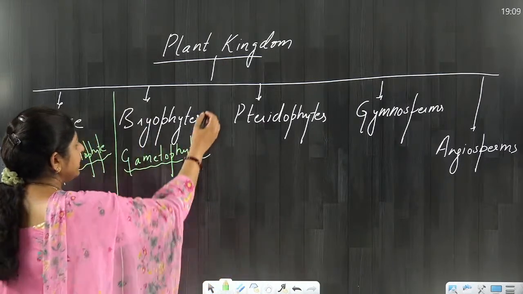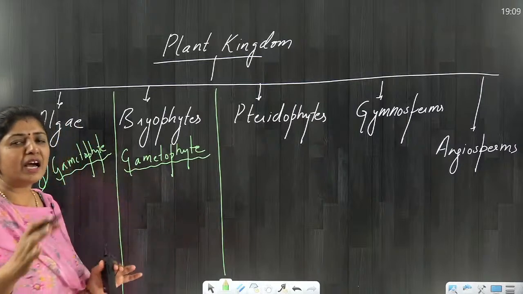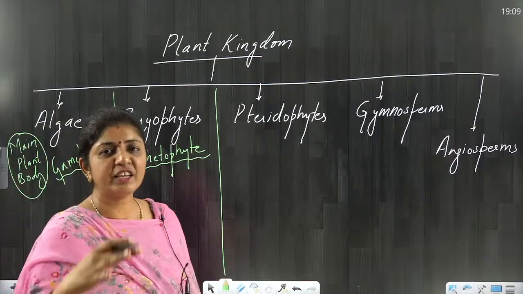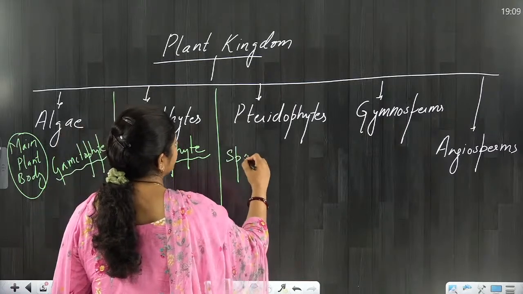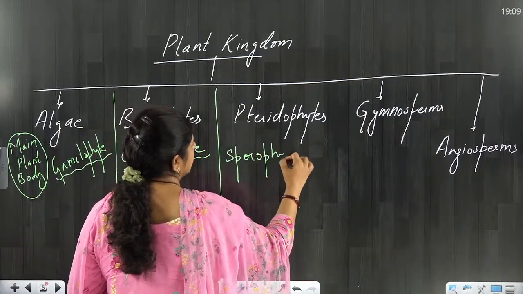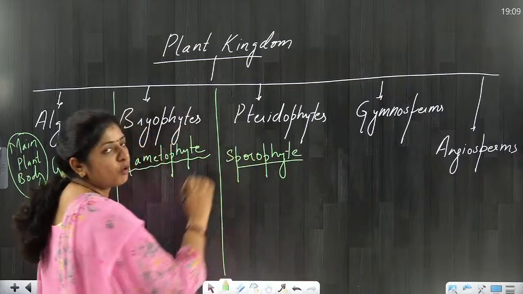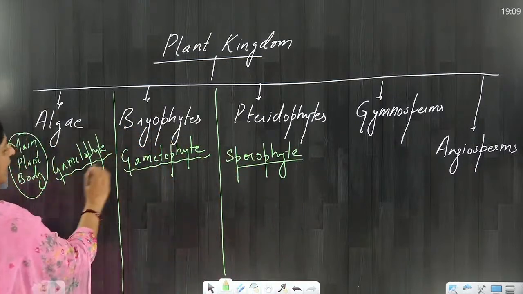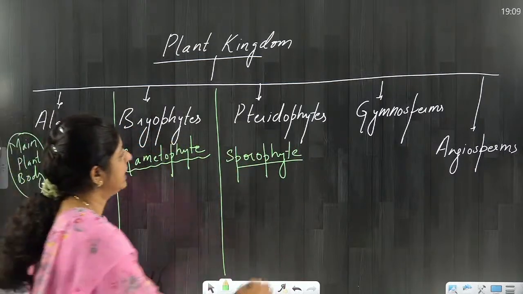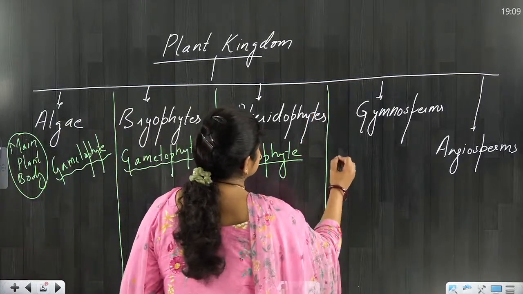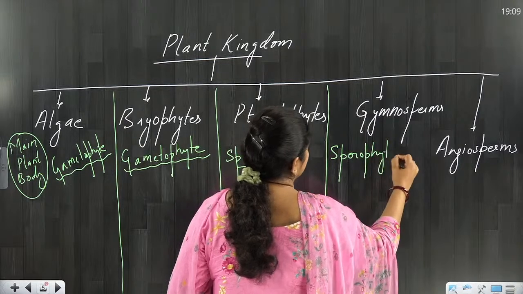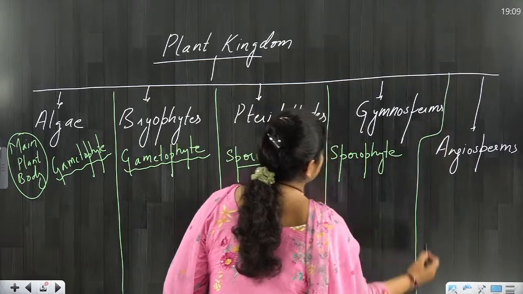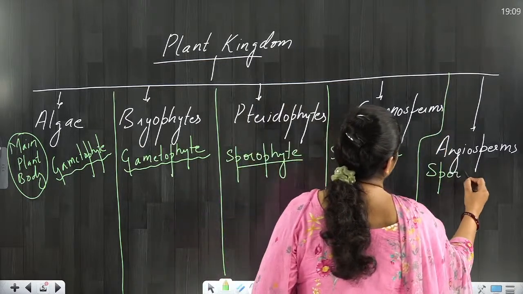Now for the Pteridophytes, the main plant body that you are observing in nature, like ferns, will be what thing? Sporophyte. Can I say it will be diploid? And these two are what thing? Haploid. In Gymnosperms, again it will be sporophyte. In Angiosperms, again it will be sporophyte.